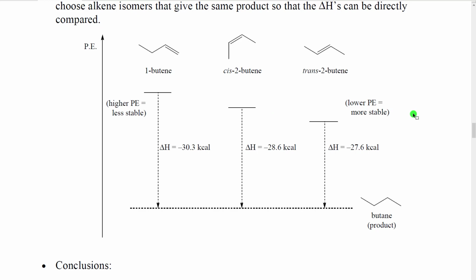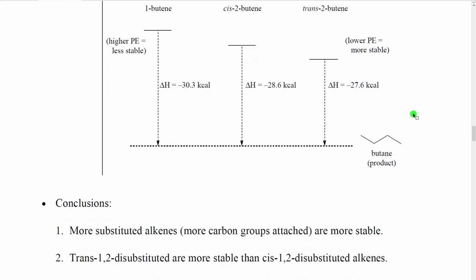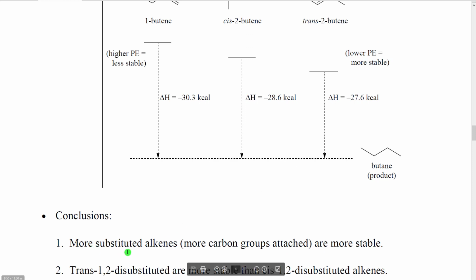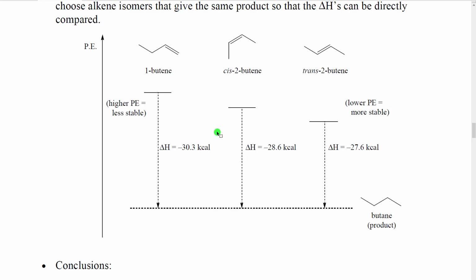Looking at this data, scientists drew 2 conclusions. First is that more substituted alkenes, in other words, alkenes that have more carbon groups attached, have a lower potential energy and are therefore more stable. So we can see this: but-1-ene has only this ethyl carbon group attached.